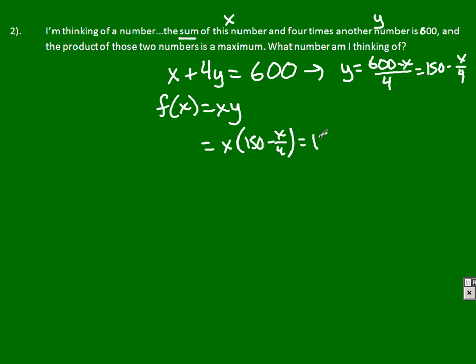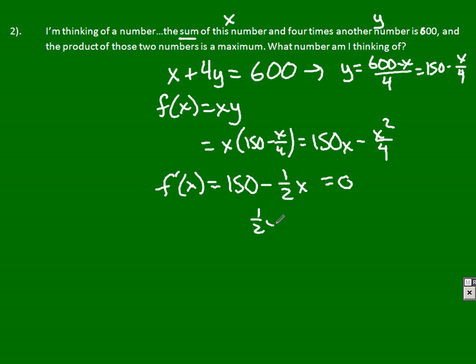I'm going to expand it. 150x minus x squared over 4. Take a derivative. f prime of x will equal 150 minus that 2, x squared will become 2x. I'm still dividing by 4 of those, so now it will be 1/2 x. Set it equal to 0. 1/2 x equals 150, which means x equals 300. Make sure you go back and answer the question. Is that the number I'm thinking of? Yes. If I want to know the other number, y equals 150 minus x over 4, which is 300 over 4. So 150 minus 75, which is 75. Those are your two numbers.